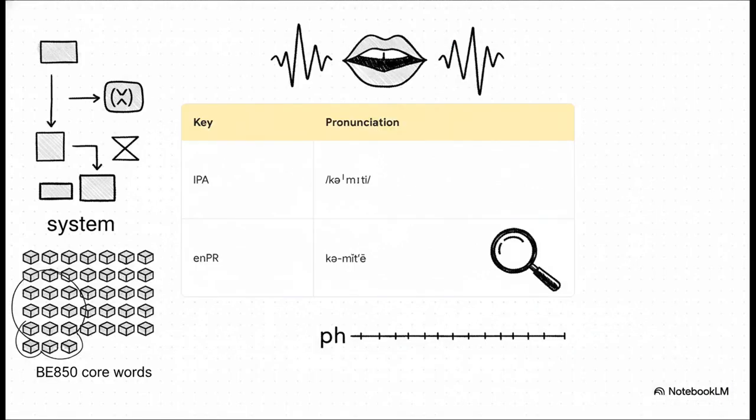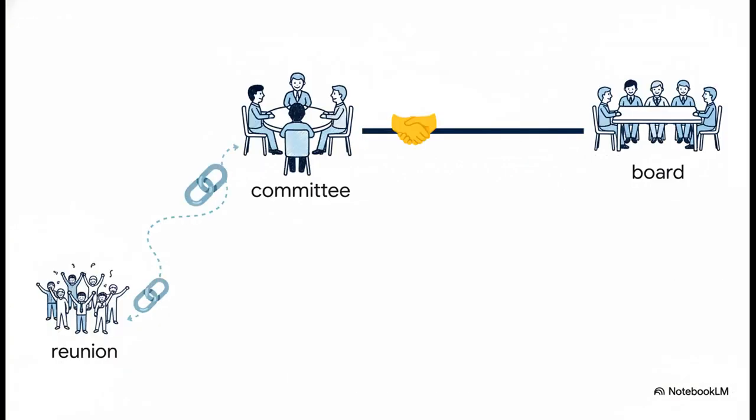Now, what's really cool about this slide isn't about becoming a phonetics expert. It's about what this represents. When we see the breakdown, commit to, it's a little reminder that even these simple core words have a very precise structure. It shows us that language is a system, and BE850 is just a much more focused, streamlined version of that system.